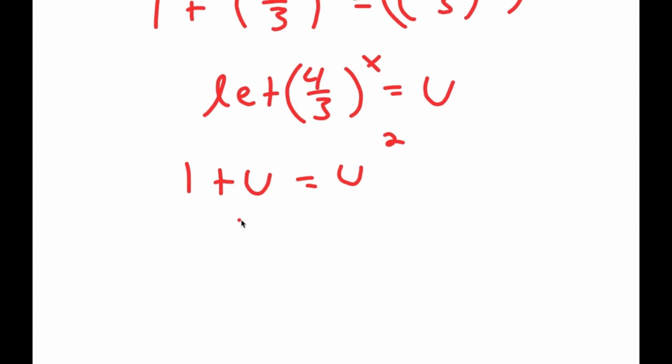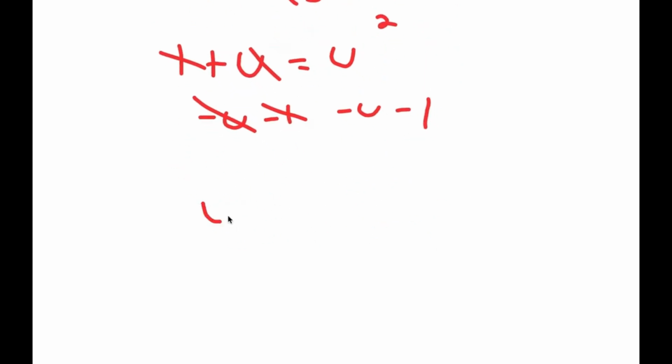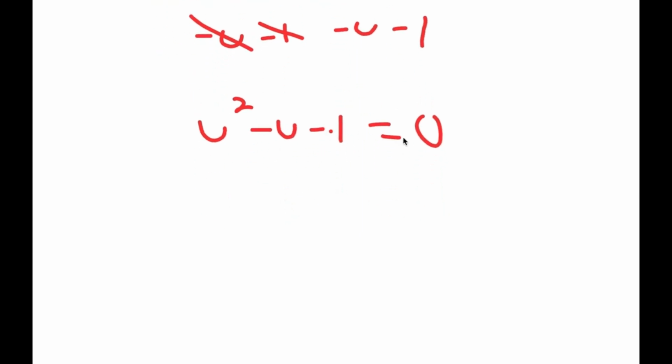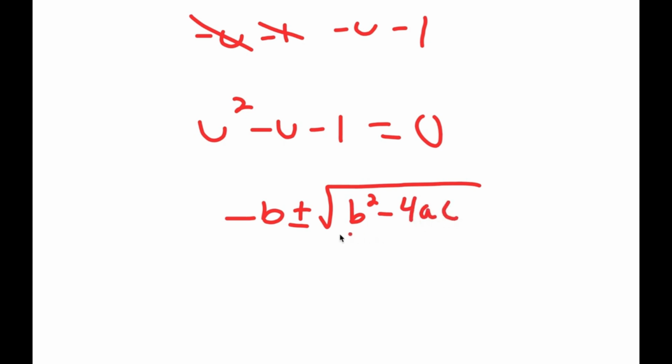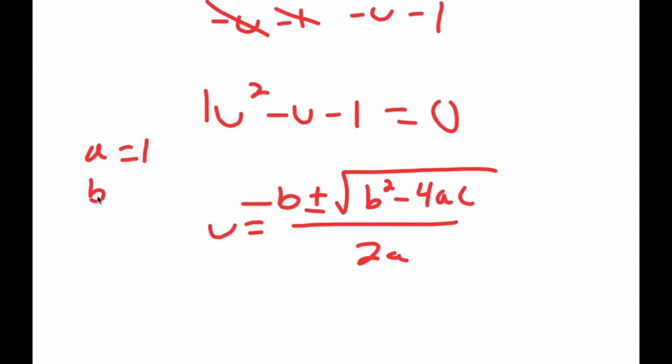And now if I subtract u and 1 on both sides, these two cancel out, these two cancel out, and I get u squared minus u minus 1 is equal to 0. Now, to solve this equation, I'm going to use the quadratic formula, which is negative b plus or minus the square root of b squared minus 4ac all over 2a. So in this case, a is 1, b is negative 1, and c is negative 1.